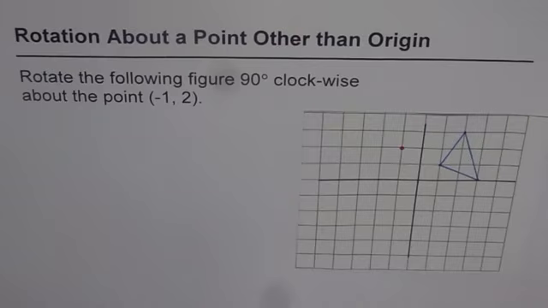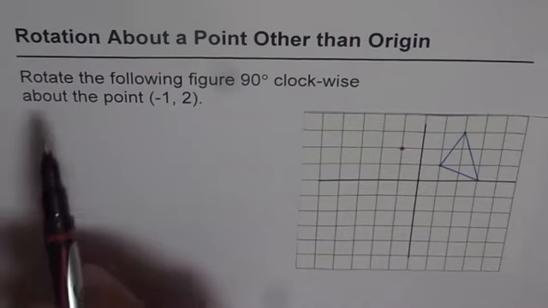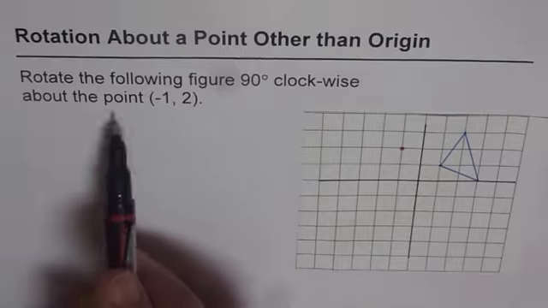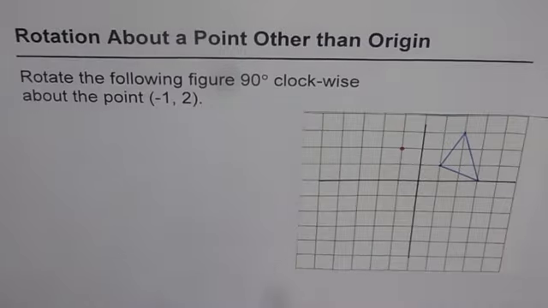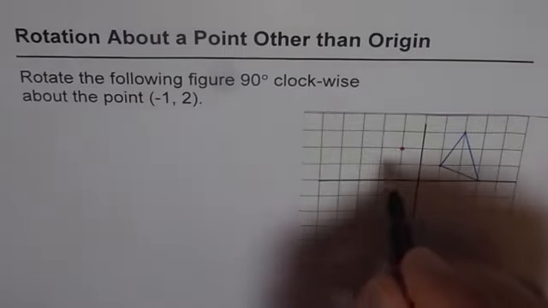Let us now try to understand rotation about a point other than origin. So that's interesting. So the question before us is, rotate the following figure 90 degrees clockwise about the point (-1, 2). So on a coordinate plane, we are given a point. Let's call this point P.